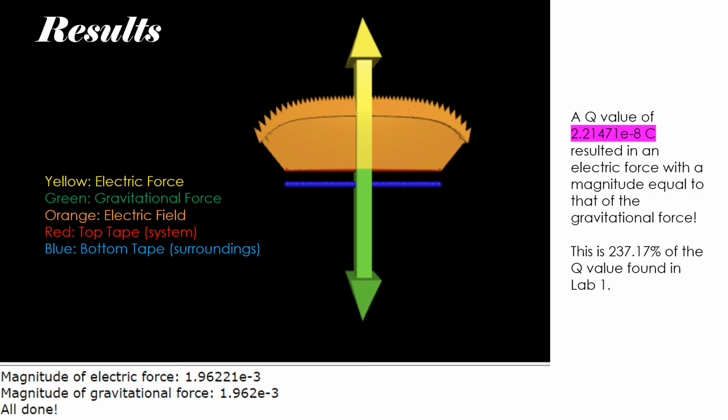Here is the visual output from the GlowScript model. So we have a force upward, the electric force in yellow, a force downward, the gravitational force in green. The orange arrows are the electric field with N equals 50. The red dots, which are kind of covered up by the orange arrows, are the top tape, which is the system, and then the blue dots are the bottom tape, the surroundings. So this told me that my Q value was 2.2 times 10 to the negative 8th coulombs. So that's the charge that gives us an electric force that balances out the force of gravity. And this is over double the value of Q that I found in Lab 1.